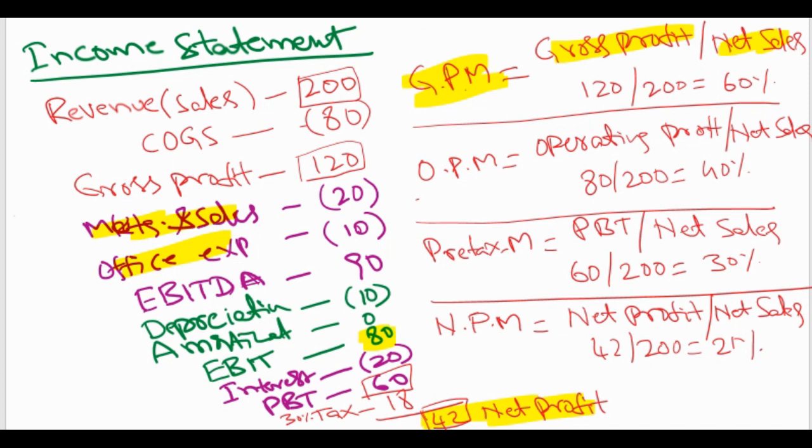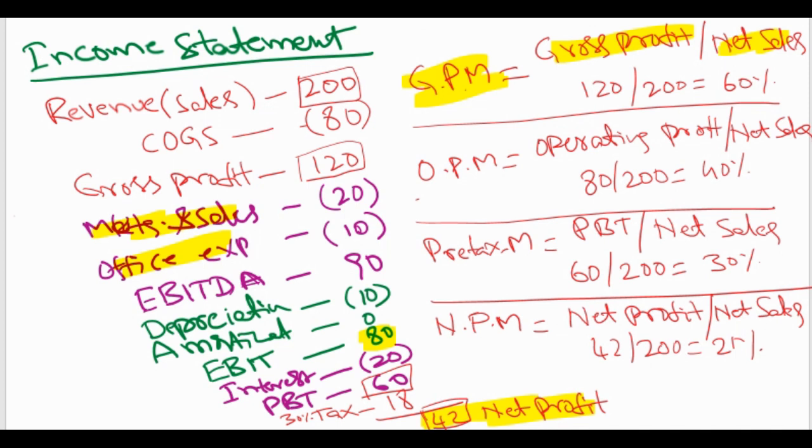Then pre-tax margin is operating profit minus interest. So how do you get it? Pre-tax margin is based on profit before tax. Profit before tax is operating profit minus interest. So pre-tax margin reflects the effect of interest on margins.